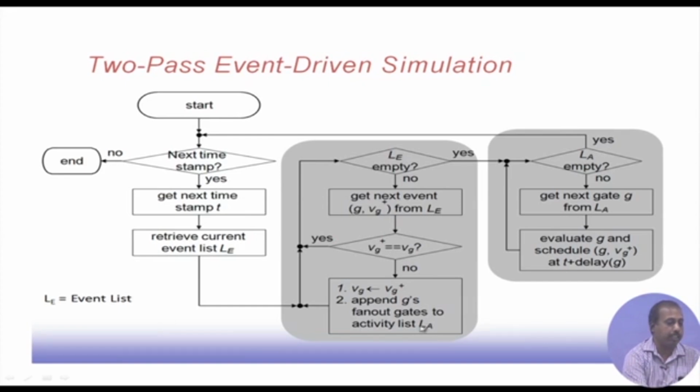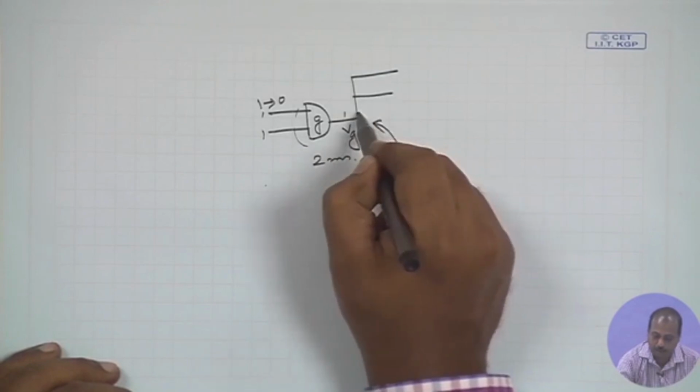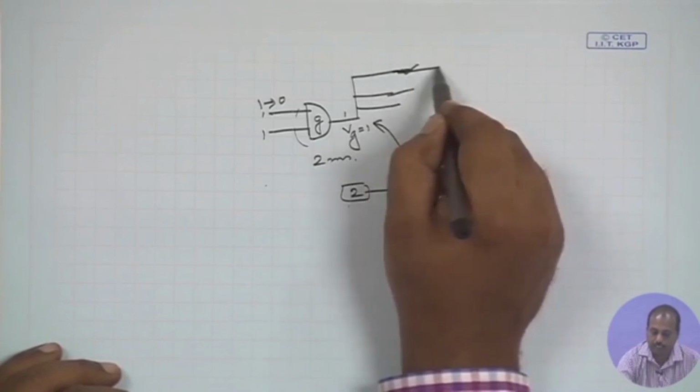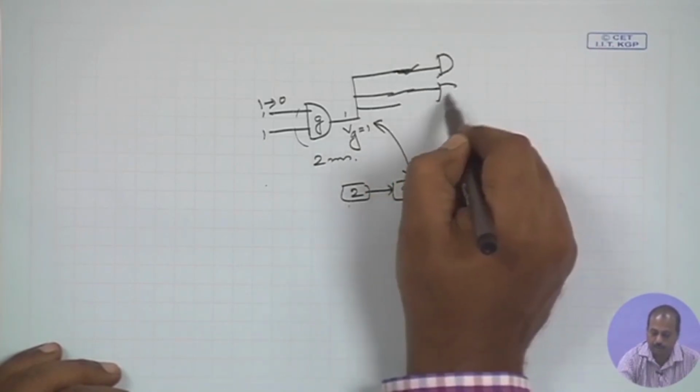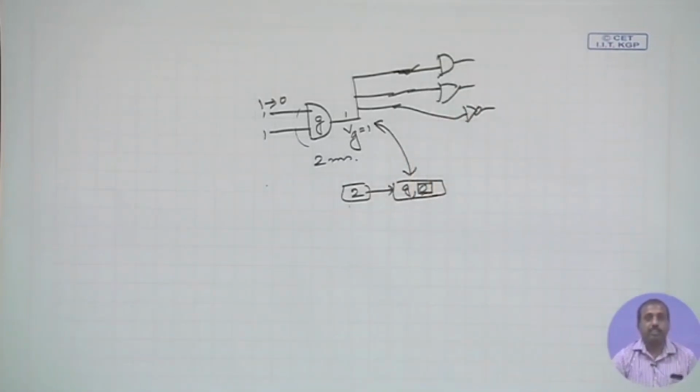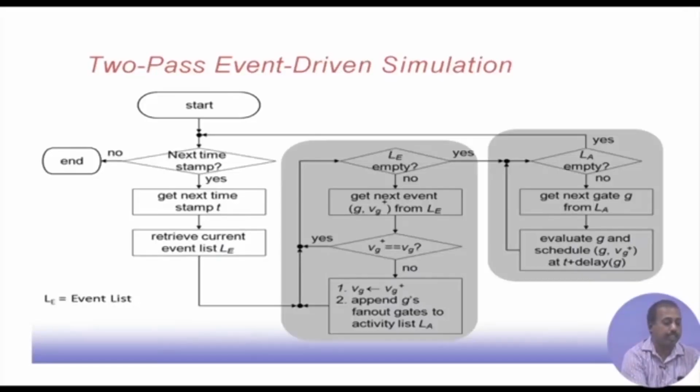So, this is the activity list that is created, LA. These are a list of activities, like what to do. In this particular case, if this gate fans out to say 3 different places feeding 3 different gates, maybe it is feeding one AND gate, one OR gate, and an inverter, then all of them need to be simulated again. In the activity list we just collect this information that we have to simulate these 3 gates in future. So, these activities are added.